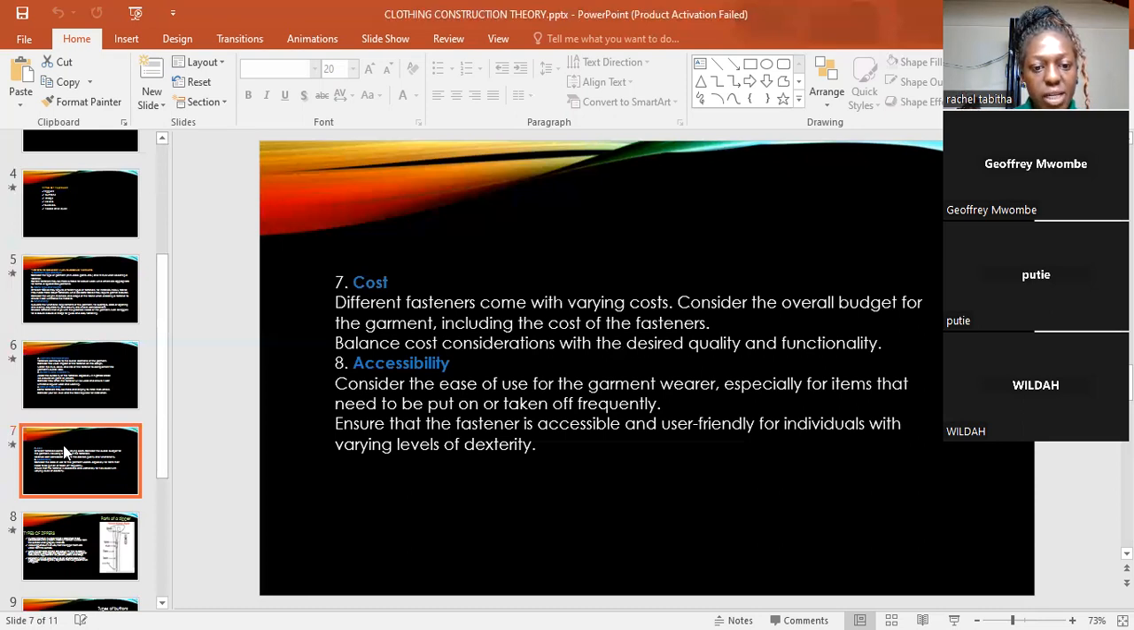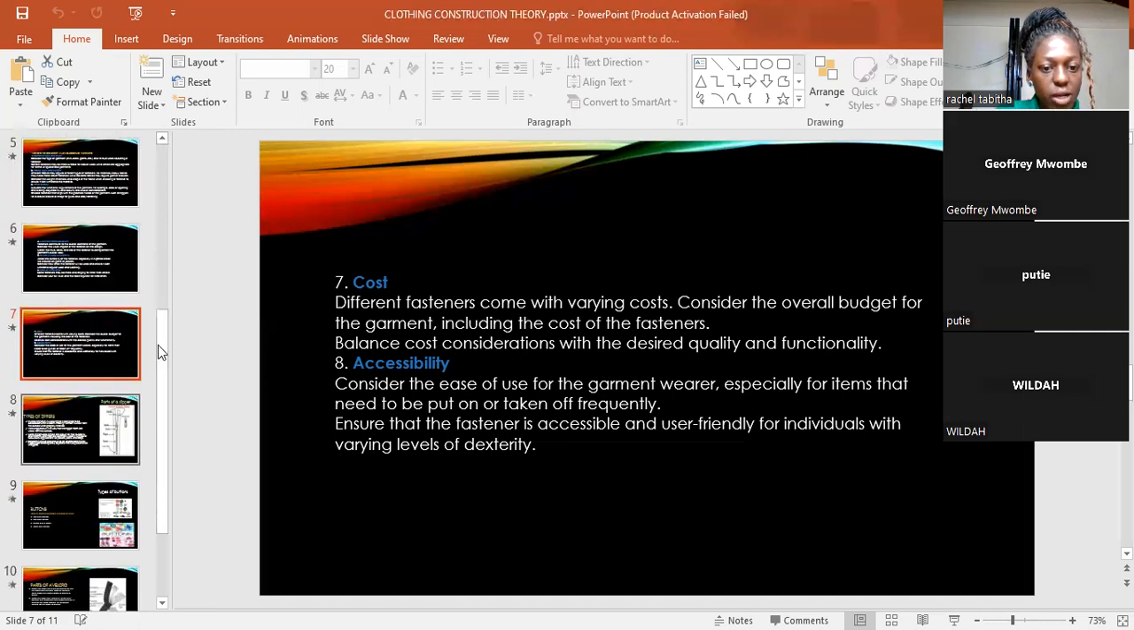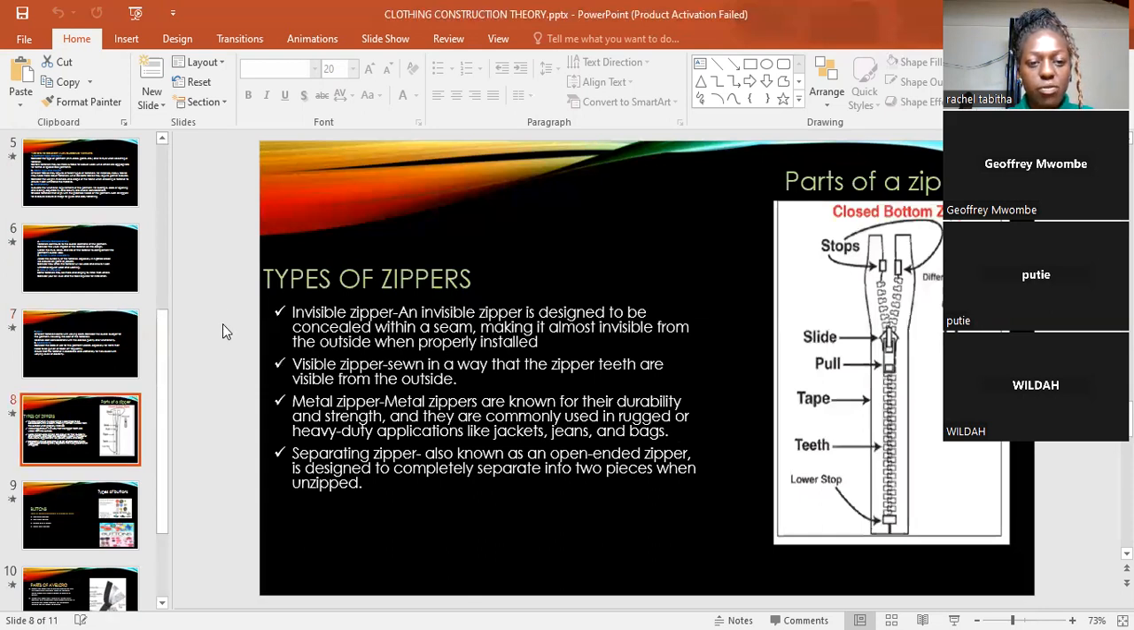When we talk about accessibility, consider the ease of use for the garment wearer, especially for items that need to be put on or taken off frequently. When I talk about accessibility, I also consider zips. For children, you put fasteners like zips on them, because a child requires a lot of putting on and removing of garments. So we'll talk about the types of zips.